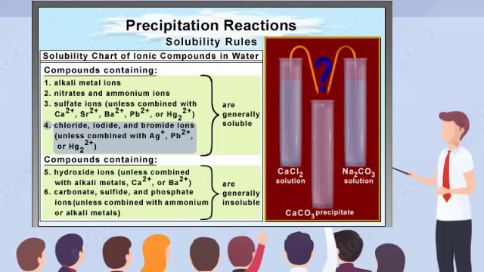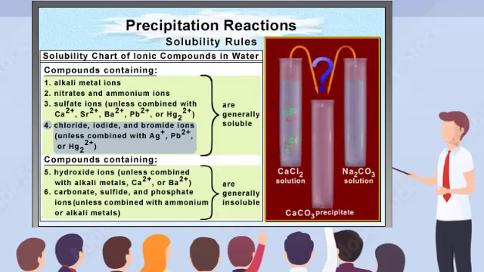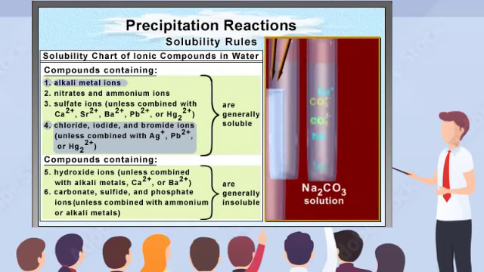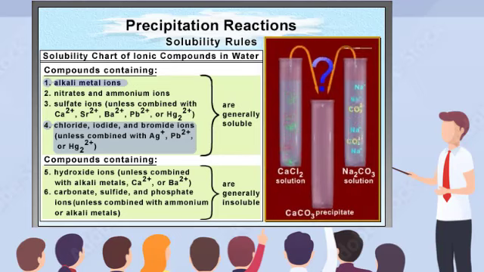Rule 4 states that most compounds containing chloride ions, including calcium chloride, are soluble. Therefore, calcium chloride dissociates into calcium ions and chloride ions when placed in water. According to Rule 1, compounds containing alkali metals are also soluble in water. Since sodium is an alkali metal, sodium carbonate dissociates into its constituent ions, sodium and carbonate, when placed in water.